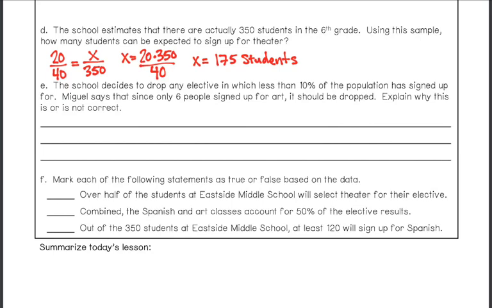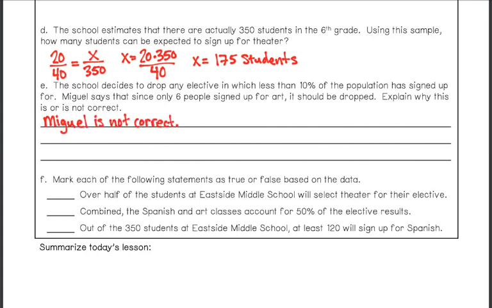All right, next question. The school decides to drop any elective that has less than 10% of the population signed up for it. Miguel says since there are only 6 people signed up for art, it should be dropped. Explain why this is or is not correct. Even though this is a really small number compared to the other ones, 14 and 20, this is 6 out of 40 students. So Miguel is actually not correct.